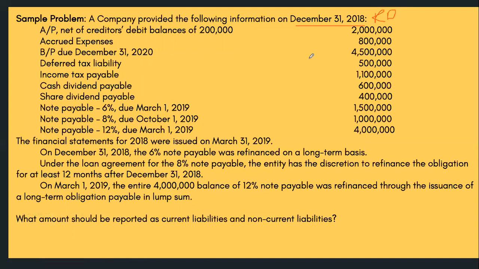Okay, so based on its balances, you have accounts payable net of creditors' debit balances of 200,000. Accounts payable net of creditors' debit balances of 200,000. So what does that mean? What does creditors' debit balances mean? Di ba? Creditors' debit balances.